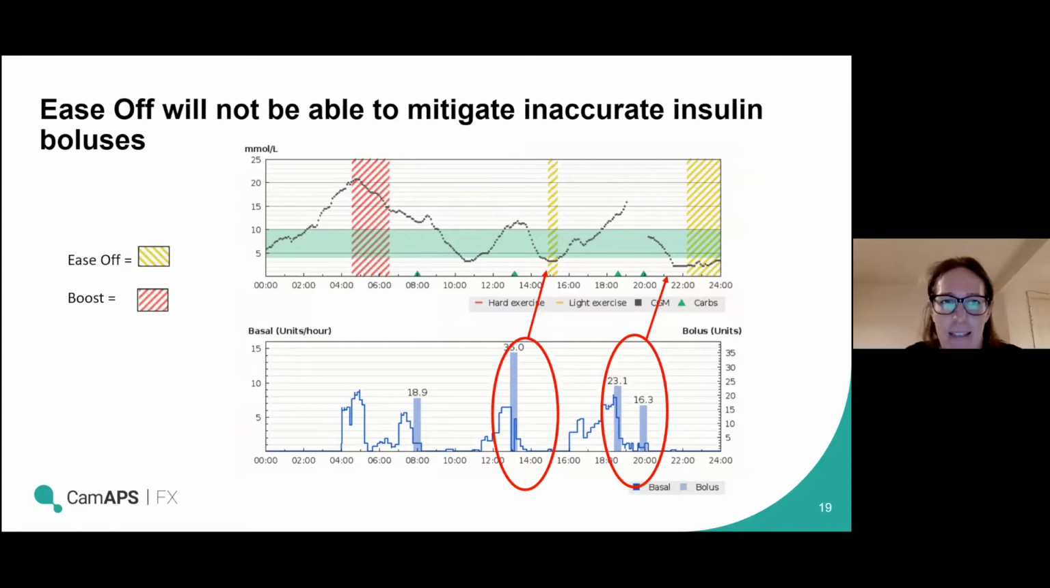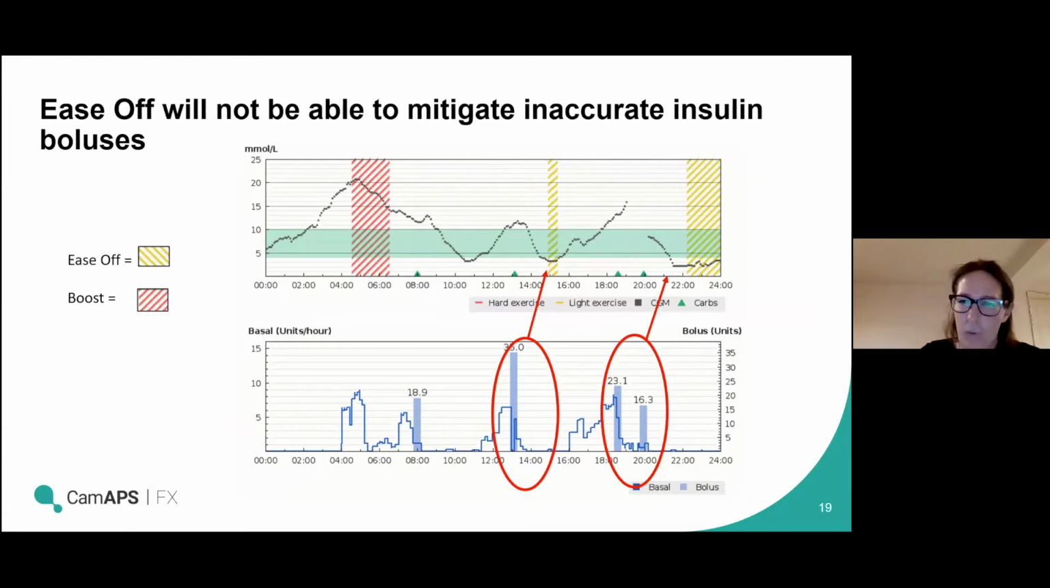You can see here, this is a Diasend screen grab. On the top panel, you've got the continuous glucose monitoring data. You've got Boost, which is shown in Diasend as red hashed lines, and the yellow is ease off. You can see that at about 1 o'clock, a 35 unit bolus is given, and somebody's popped ease off on at the point that actually they're hypo. So ease off isn't going to be able to take out insulin that's already been delivered.